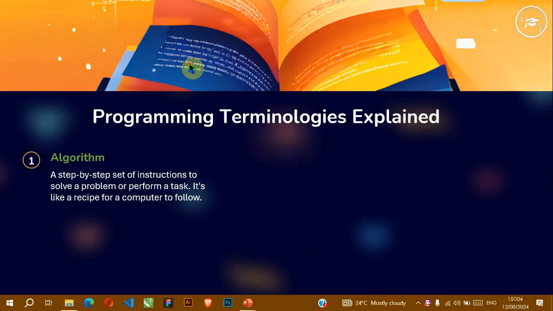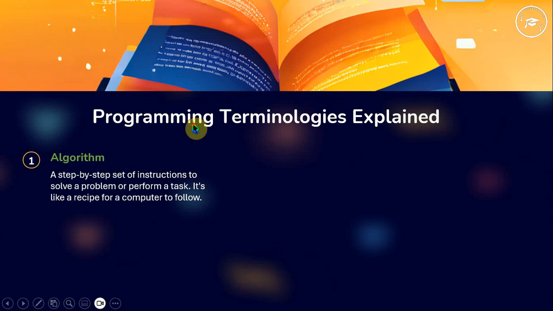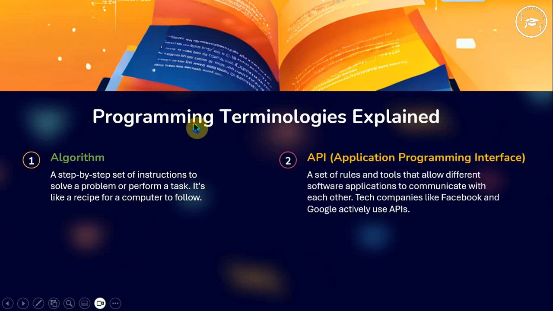Then look at the second part of our lesson, which is API. API is an acronym for Application Programming Interface. What are they? An API is a set of rules and tools that allow different software applications to communicate with each other. So tech companies like Facebook and Google actively use APIs.